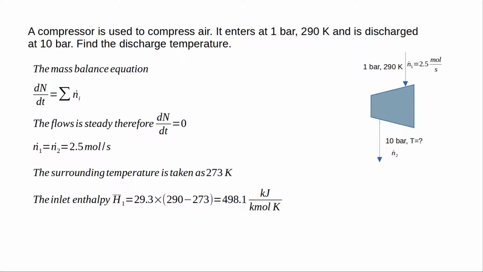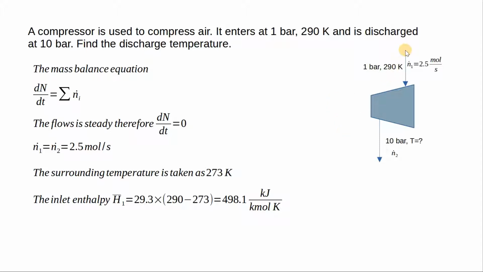Let's take a problem. A compressor is used to compress gas. It enters at 1 bar, 290 Kelvin and is discharged at 10 bar. Find the discharge temperature. On the right hand side, I have made a figure of the compressor. It's a schematic of the compressor.